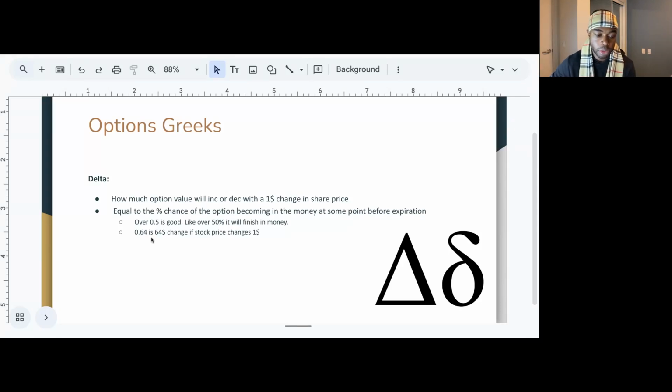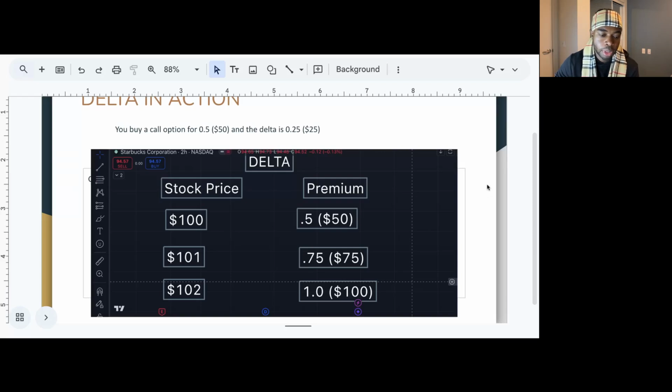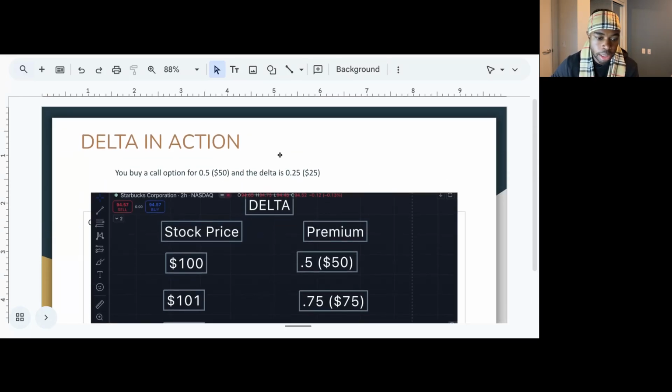Okay, so if delta is listed as 0.64, then that means there would be a $64 change in your option contract price if the stock price changed by $1. That's pretty significant. Okay, let's take a look at what that actually looks like. So, delta in action.